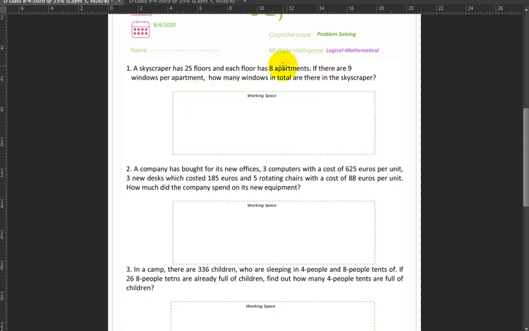But each floor has 8 apartments, which means that to find how many windows there are per floor, I need to multiply 8 and 9. 8 and 9, if I multiply them, I get 72. So there are 72 windows for every one floor. And next, what I'm going to do is multiply the number of windows per floor with the number of floors. So I'm going to do 72 times 25.